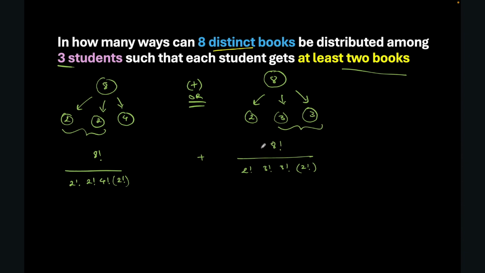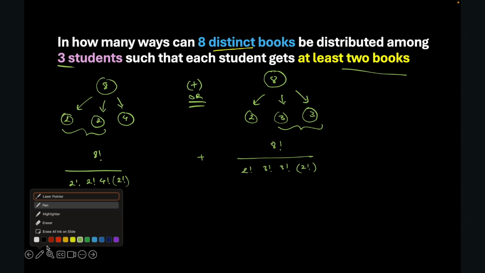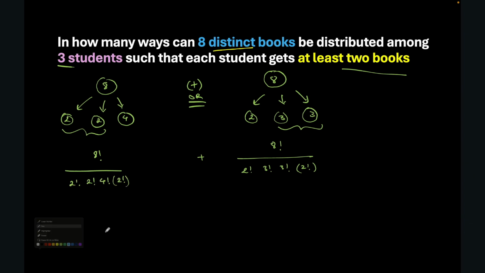But we're not quite yet done. We haven't finished it. And think about it for a second, why I'm saying that. Again, in this question, we're asked to distribute the books amongst 3 students. So if we're distributing them, that can be done in 3 factorial ways. Same idea, same approach as the previous question. And now we have the final answer.